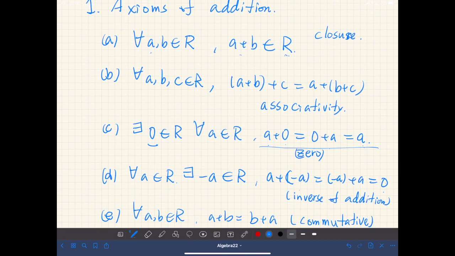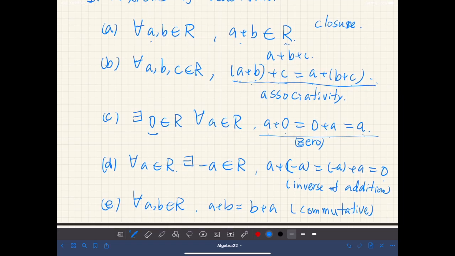Okay, and the second one, associativity. So it doesn't matter how we add three or more elements. That's what associativity means. First we add A and B, then to that we add C. That result is the same as first we add B and C, and to that we add A. So in this case, it doesn't matter which one we add first. In that sense, we can write these sums as just A plus B plus C without any parentheses.